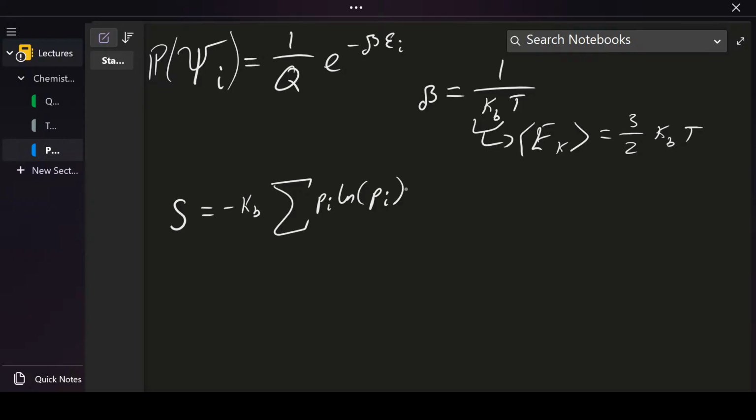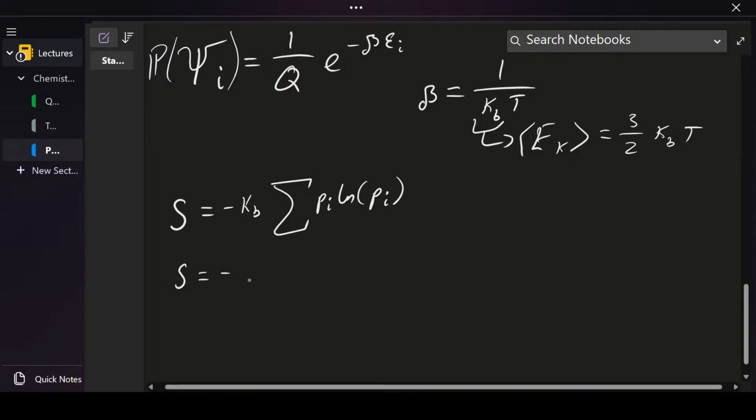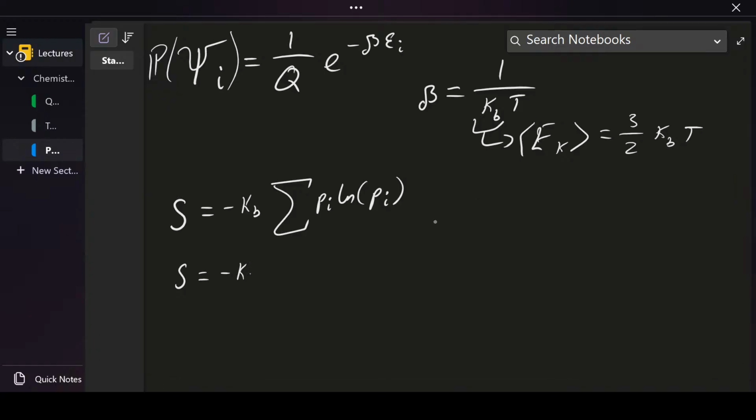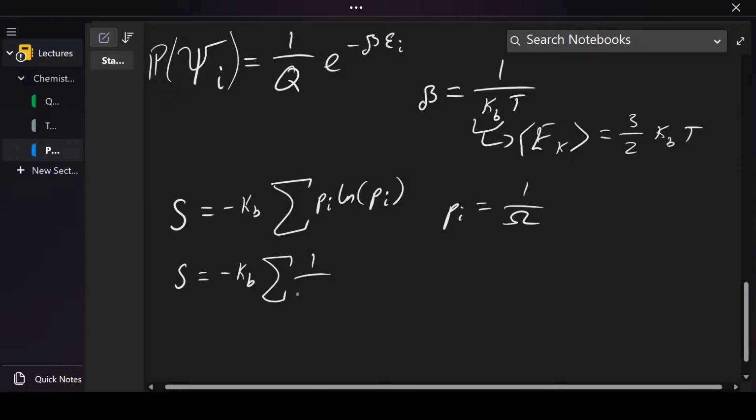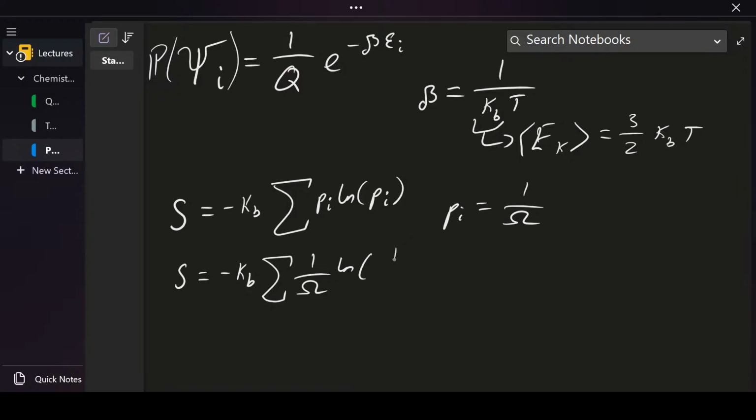And so given I have this formula, again at equilibrium, all of my states are going to be equally as likely when they have the same energy. So if I've got omega different states, then at equilibrium, p_i is just going to be 1 over omega. So then I get negative kB times the sum of 1 over omega multiplied by the logarithm of 1 over omega. This is just equal to the logarithm of omega times negative 1, so it's going to cancel out with this negative sign here.